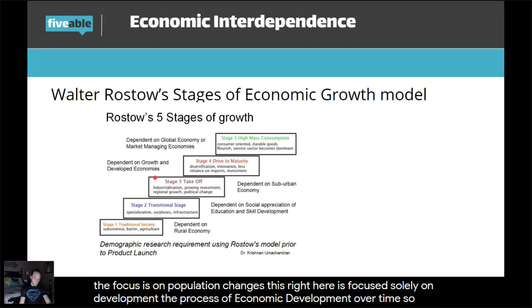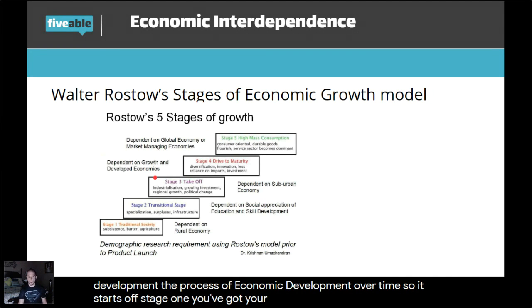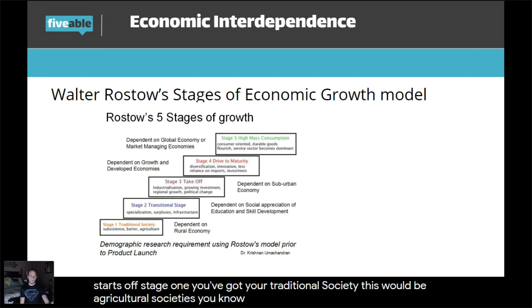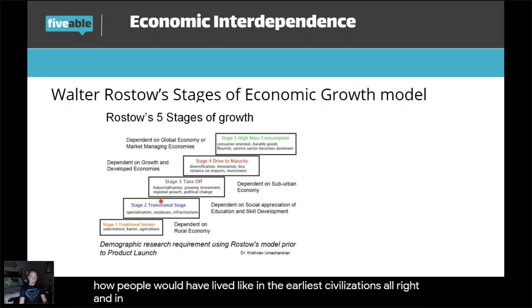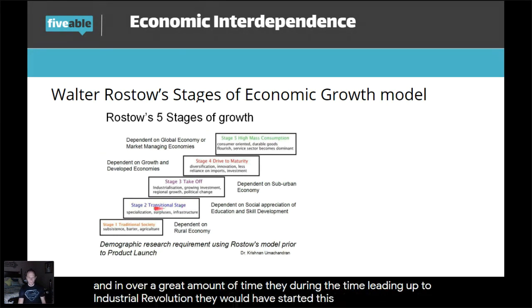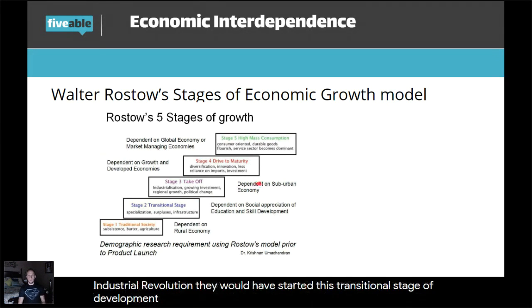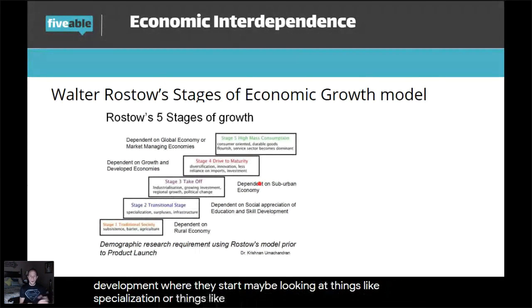So it starts off at stage one. You've got your traditional society. This would be agricultural societies. You know, they're bartering. This is how people would have lived in the earliest civilizations. All right, and over a great amount of time, during the time leading up to the Industrial Revolution, they would have started this transitional stage of development where they start maybe looking at things like specialization.